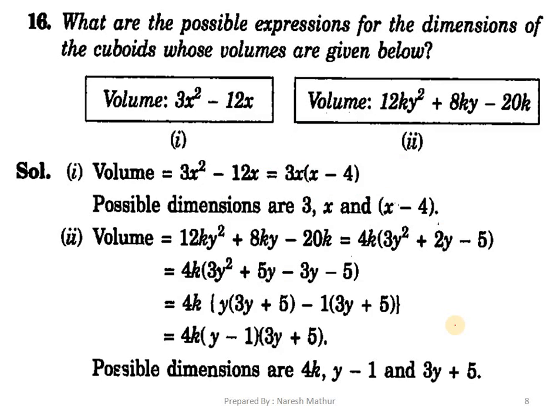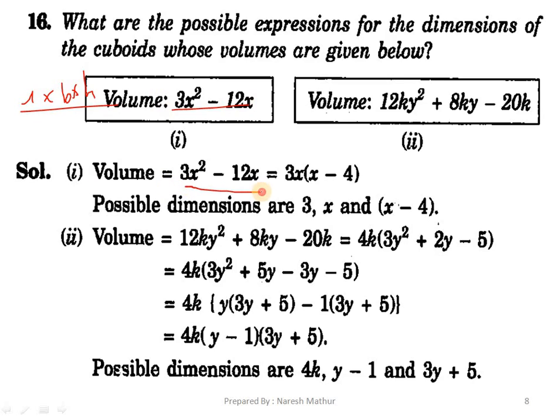Now the last one, again we are given two polynomials. Guess what the possible expressions are for the dimensions of the cuboids whose volumes are given below. Now the first question, the volume of a cuboid is always L into B into H. Alright, so we need to represent this expression in the form of a product of 3 terms.